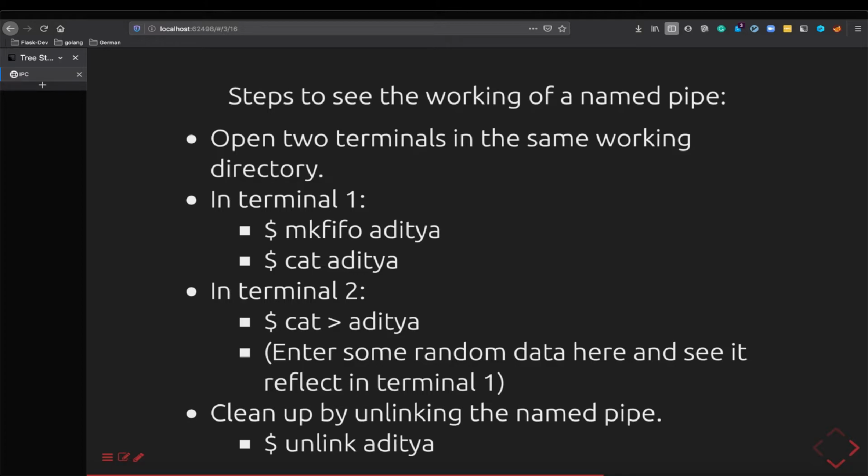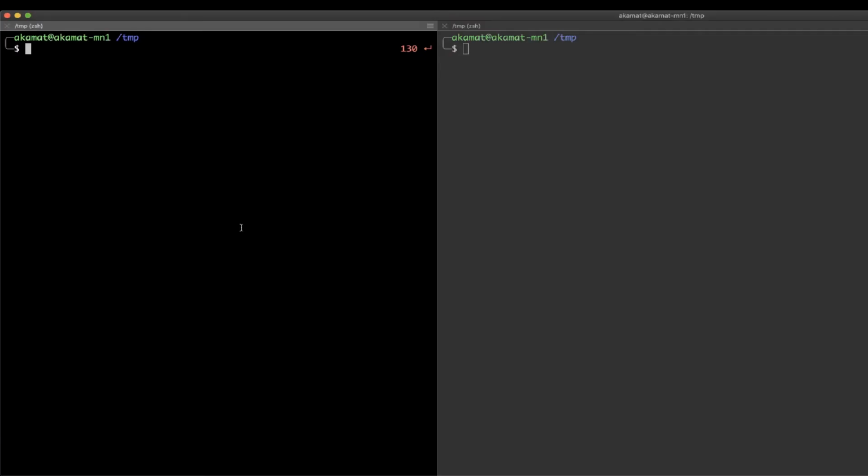Okay, so we have two terminals with the same working directory. The second thing that we will have to do is create a FIFO. Let's assume the left side is the producer and the right side of my terminal is the consumer. This is going to write and this is going to read data. You can make a FIFO from any terminal. I'm just going to name it Aditya for now. Okay, so the type of the FIFO file which is created is p here. It is not a directory or a normal file.